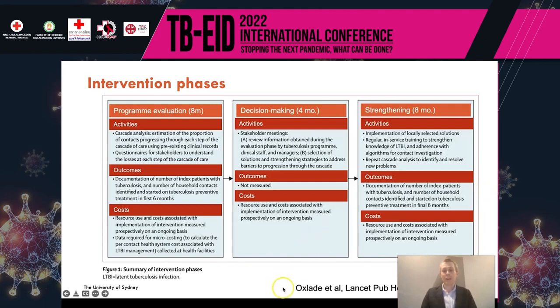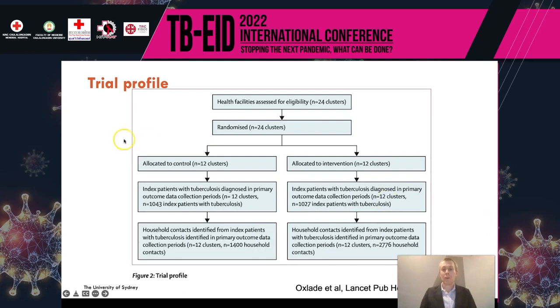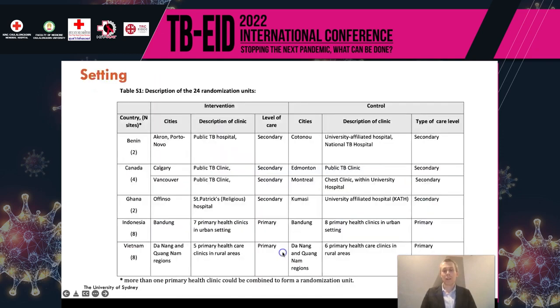The publication that arose from this is Oxlade et al. in Lancet Public Health last year. So there were 24 clusters included, of which 12 were randomized to the control and 12 to the intervention. And we screened a total of 1,043 index patients with TB in the control clusters and 1,026 index patients with TB in the intervention clusters. And around 1,400 contacts in the control clusters and over 2,000 contacts in the intervention clusters.